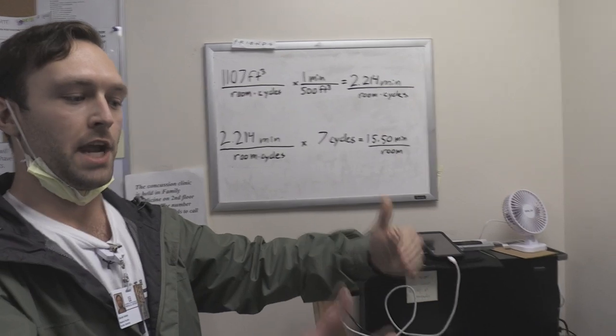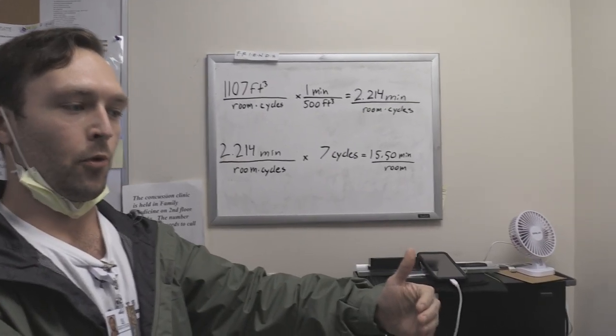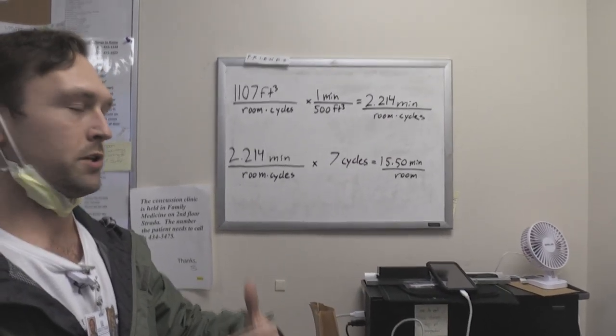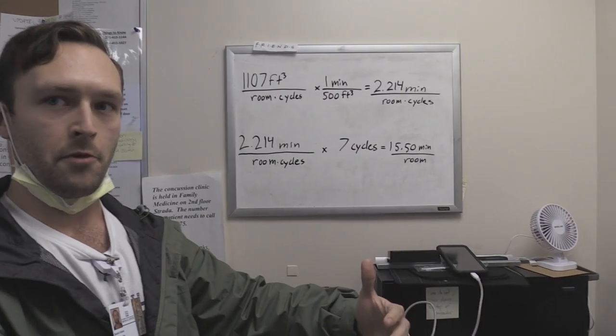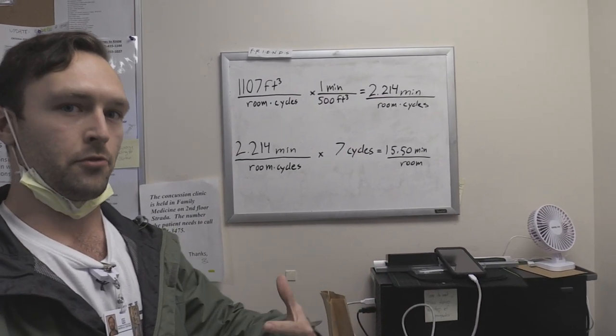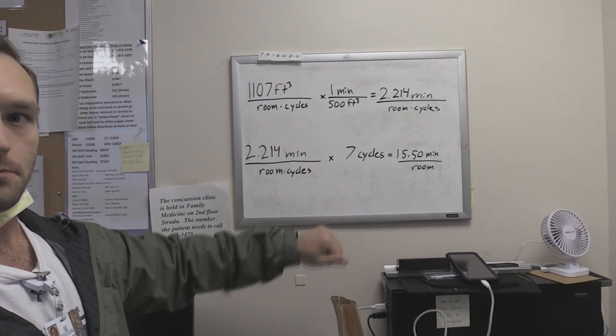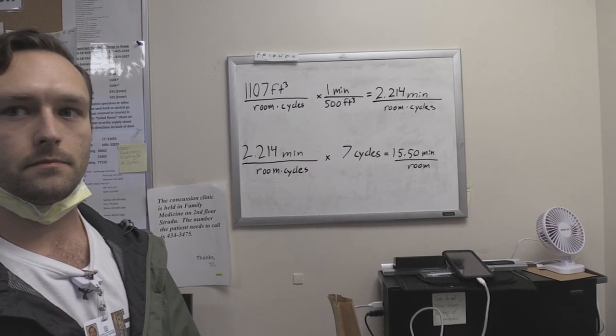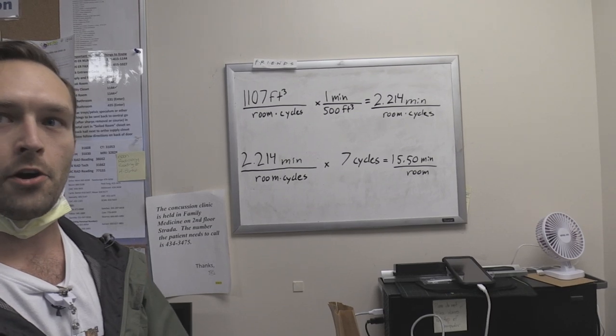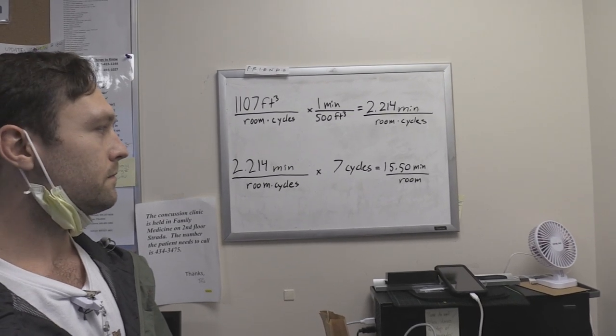Okay. For one full exchange of the volume of air in the room, it takes about 2.2 minutes for a full volume of air in the room to be filtered through the HEPA filter. Okay, so to get one complete air exchange of the total volume of that room is 2.2 minutes.